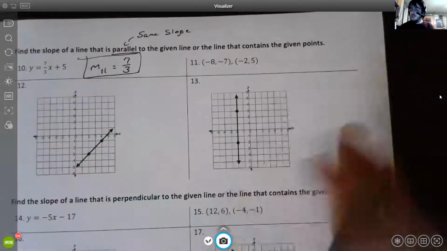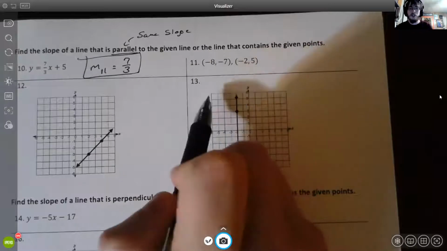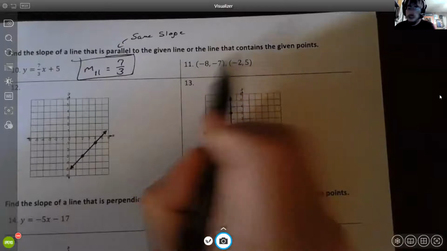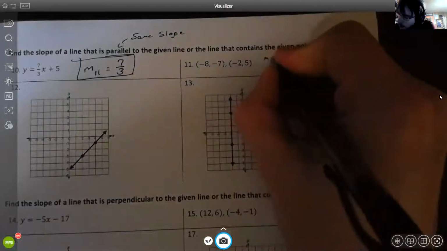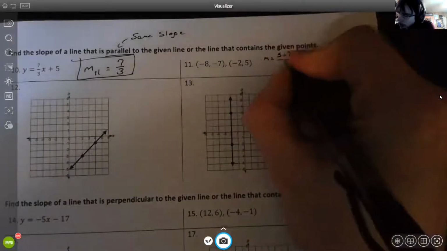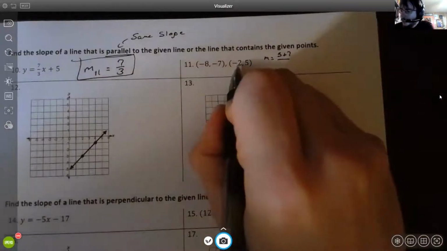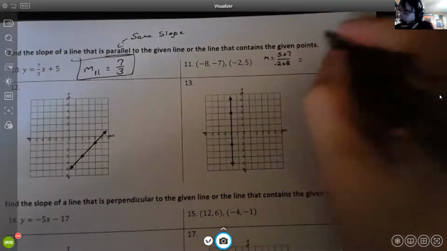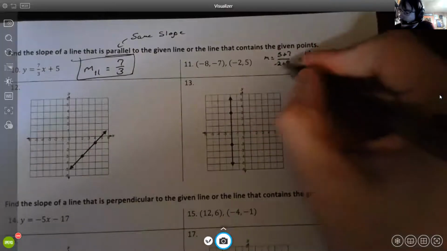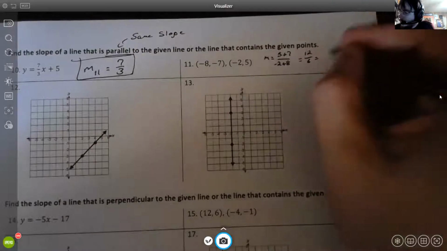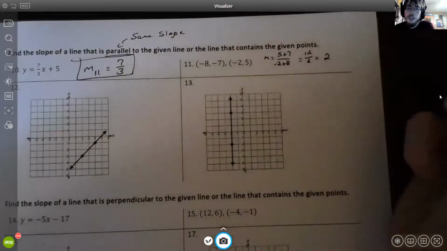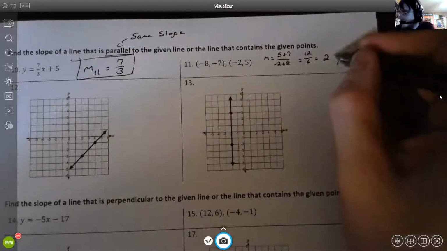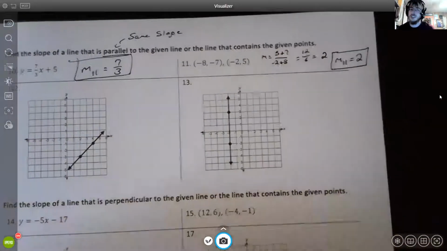Number 11, you're given 2 points here. So you need to find your slope first. So you have y2 minus y1, so you have 5 plus 7 over negative 2 minus negative 8, which becomes negative 2 plus 8. 5 plus 7 is 12, and negative 2 plus 8 is 6. So the slope is equal to 2. That would be what your parallel slope would have to be as well, because they have to be the same slope.